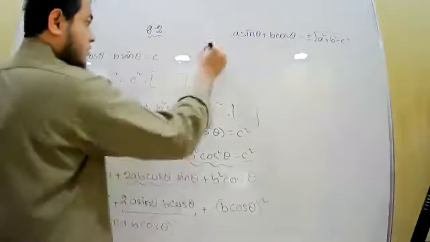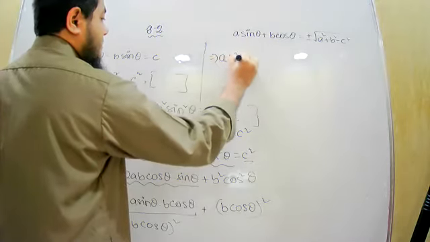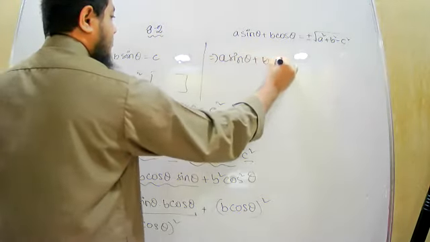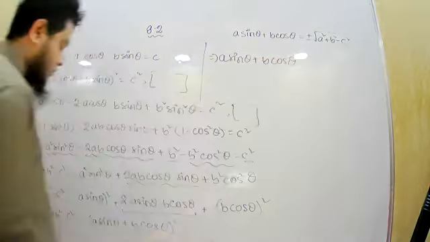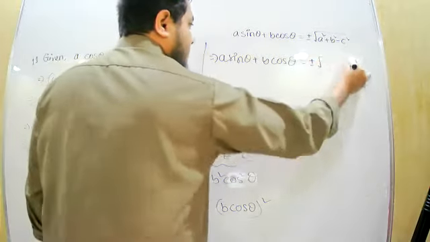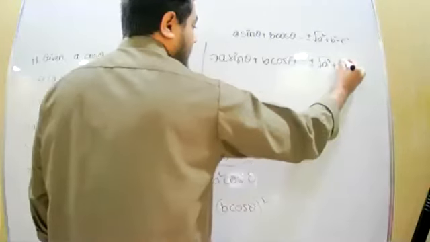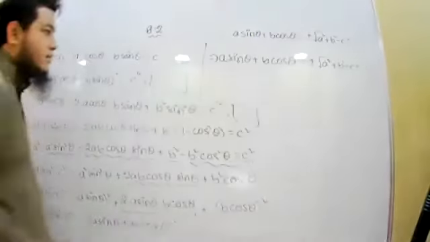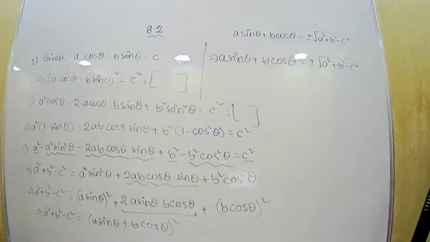A sin theta plus B cos theta is equal to, now whenever we are taking the root, we need to put plus minus, with some exceptions. So we have what we have to prove: left hand side equal to right hand side.